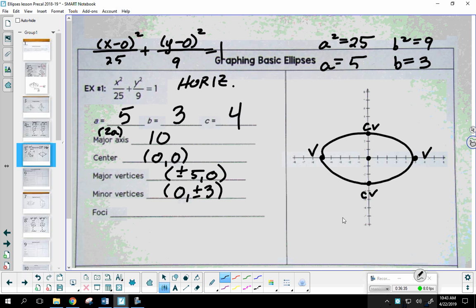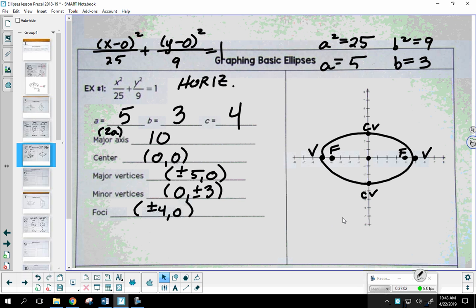Now the focal points, that's always C units from the center, and it's always found on what? The major or the minor axis? Focal points are always on the major. So I'm going to go horizontally with those as well. So 1, 2, 3, 4, there's a focal point. Negative 4, there's a focal point. So I can condense those as well. Plus or minus 4, 0. And there you go.